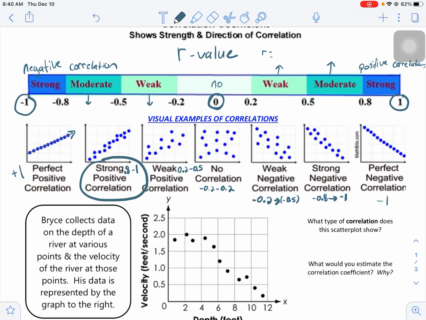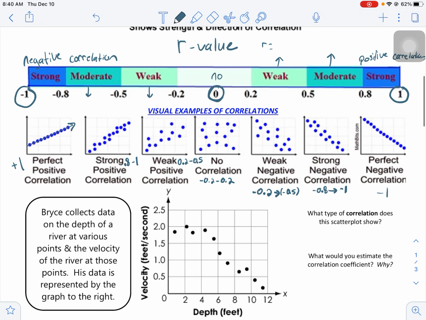Because in life, that's what you're going to see most. You're going to see either strongs or no correlations. You could see weak correlations sometimes, and that's going to be more so when you're actually working with your own data sometimes, or something that might not have any correlation. But mostly we'll see strong positive and strong negative. Perfect is very rare in both cases.